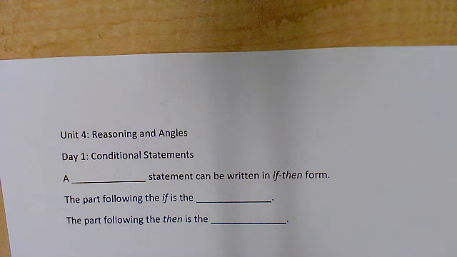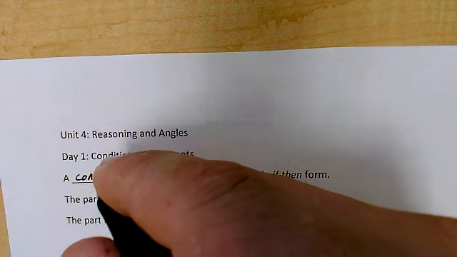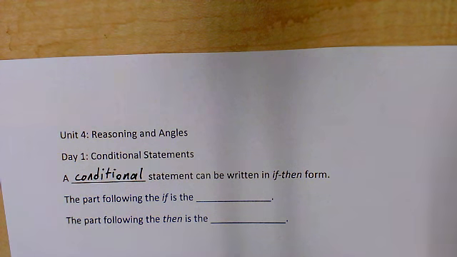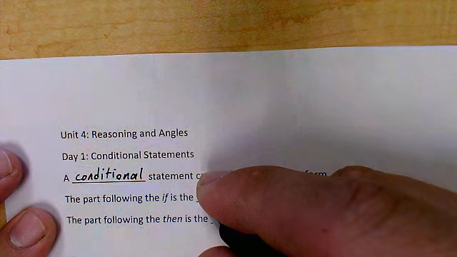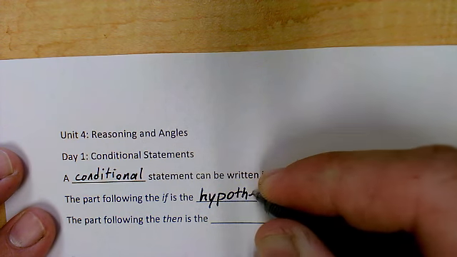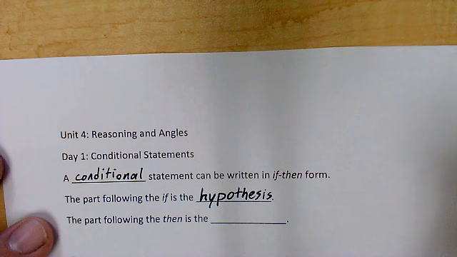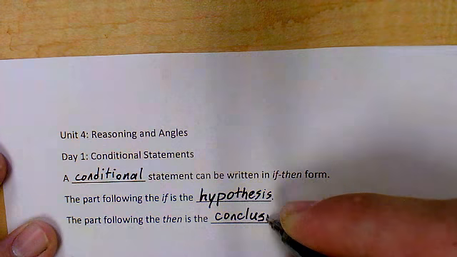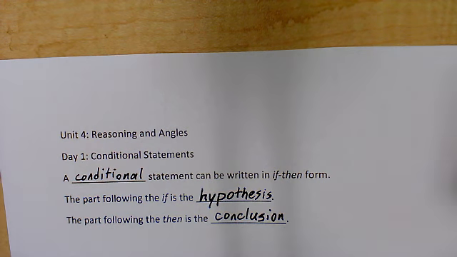Alright, this lesson is really about how we write definitions and properties and theorems in math. And the way we write those is what's called conditional statements. So a conditional statement is any statement that can be written in if-then form. The part of the statement following the if is known as the hypothesis. You can also hear it called the condition that you have to meet. The part following the then is the conclusion. You might also hear that called the result, or the application.